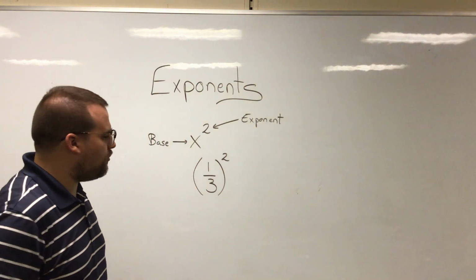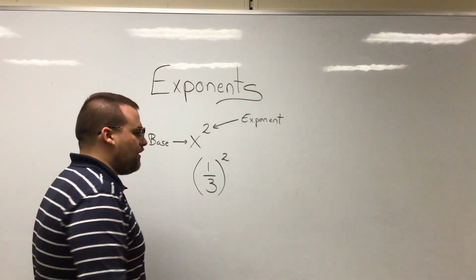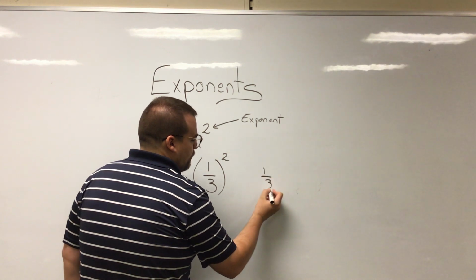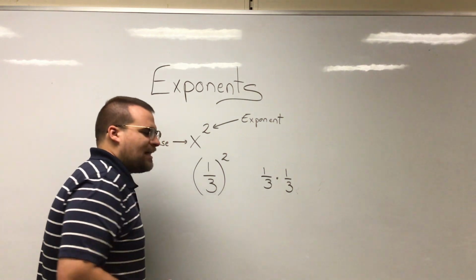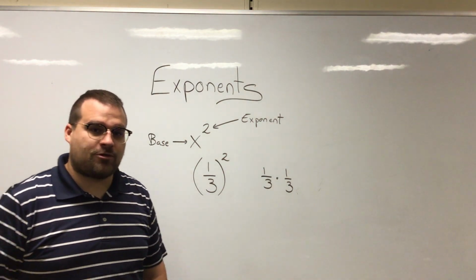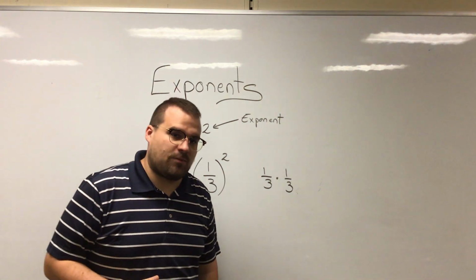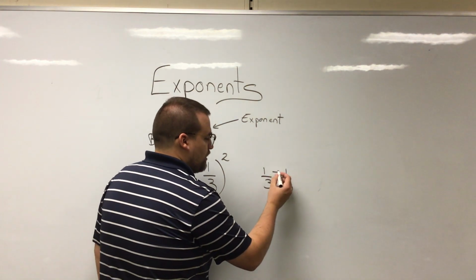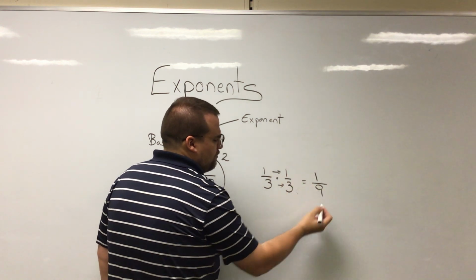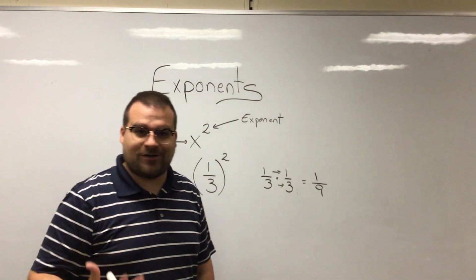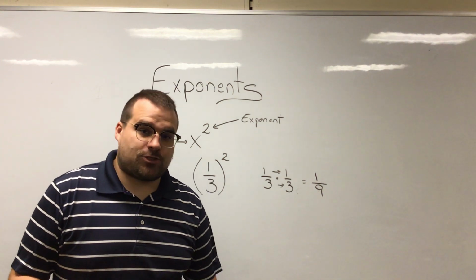Well, we know that if our base is the fraction, if our base is 1/3, then what that would mean is we're taking 1/3 times itself 2 times. So you could look at it like that, 1/3 times 1/3. And we know how to multiply fractions, so that's a pretty easy problem for us to do. We get 1 times 1, or 1, over 3 times 3, or 9. Great, we're already done.